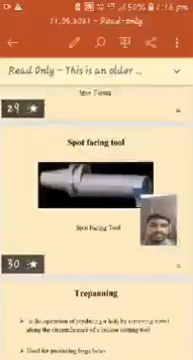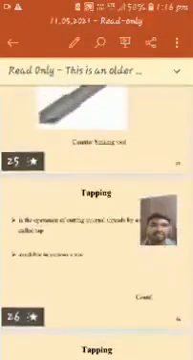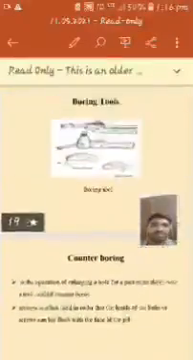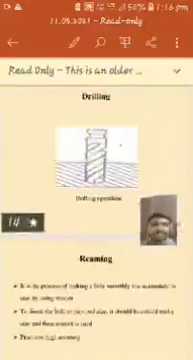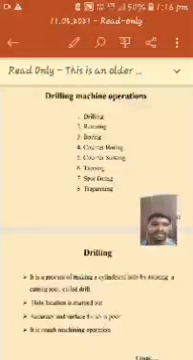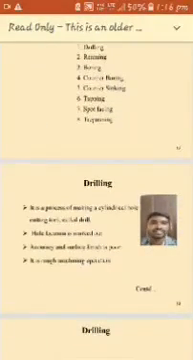So in today's class we discussed the drill materials and the drilling operations. The various operations performed using drilling machines are drilling, reaming, boring, counter boring, counter sinking, tapping, spot facing and trepanning.